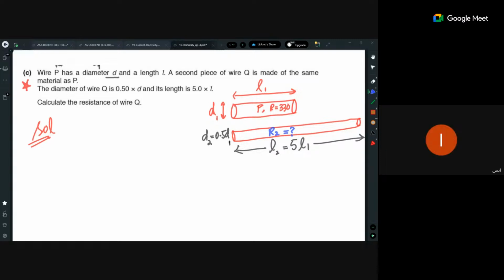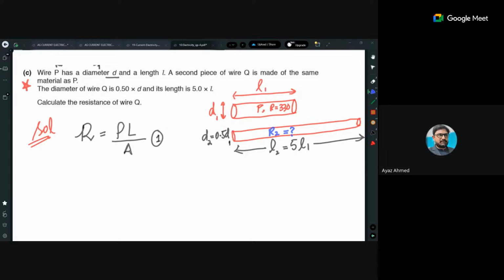Okay, now there is a game behind all this, and that game is that we must know about the factors affecting the resistance, and that is: resistance is directly proportional to length and inversely proportional to area. This was one of the formulas. Are you aware of this formula? No.